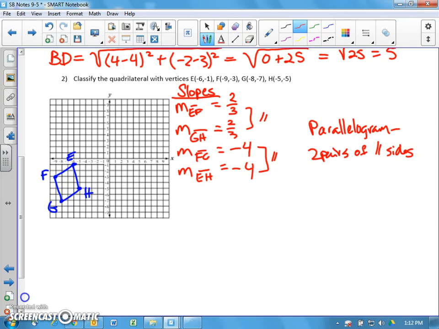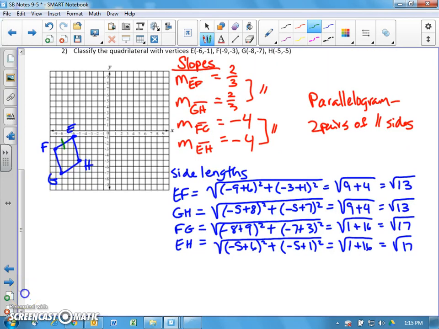So now we're going to use distance to find our side lengths, because I know it's a parallelogram and I can see that my sides are not perpendicular. So I know it's not a rectangle or a square, but it could be a rhombus if all of my side lengths are the same length. So again, let's go find the length of EF, and then we'll find the length of each of these 4 sides. So stop the video and set those up. Start the video again once you've calculated your side lengths.